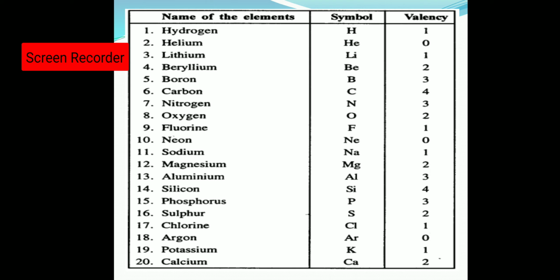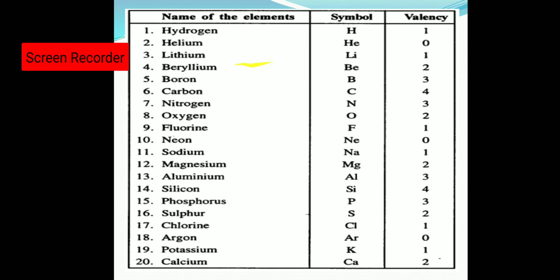The symbol of helium is He and its valency is 0. You know why it is 0? Because its outermost shell is filled, so it will not require any electron from any other element. And helium is the only duplet element. Then helium is a member of the noble elements, or noble gases, or inert elements.